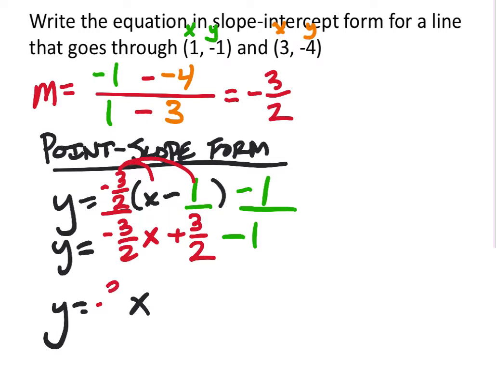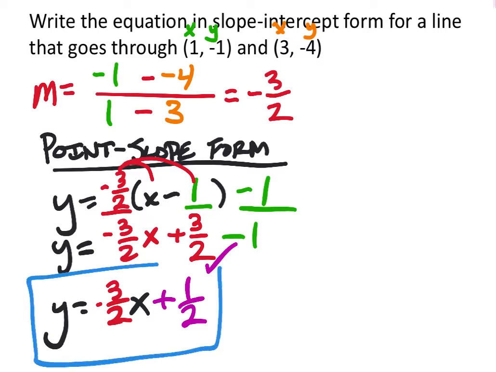The negative 3 half x does not have any common or like terms to combine with. But we do have the 3 halves minus 1. And if you type that in the calculator, again, just use the n over d button, 3 over 2 minus 1, you'll get a positive 1 half. Okay, and again, those 2 steps change this into slope-intercept form for us pretty quick.